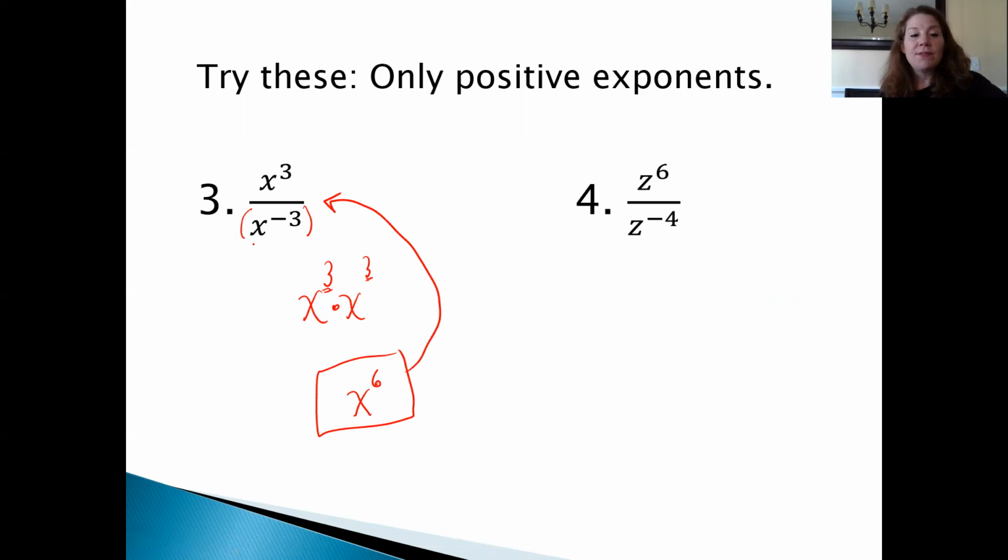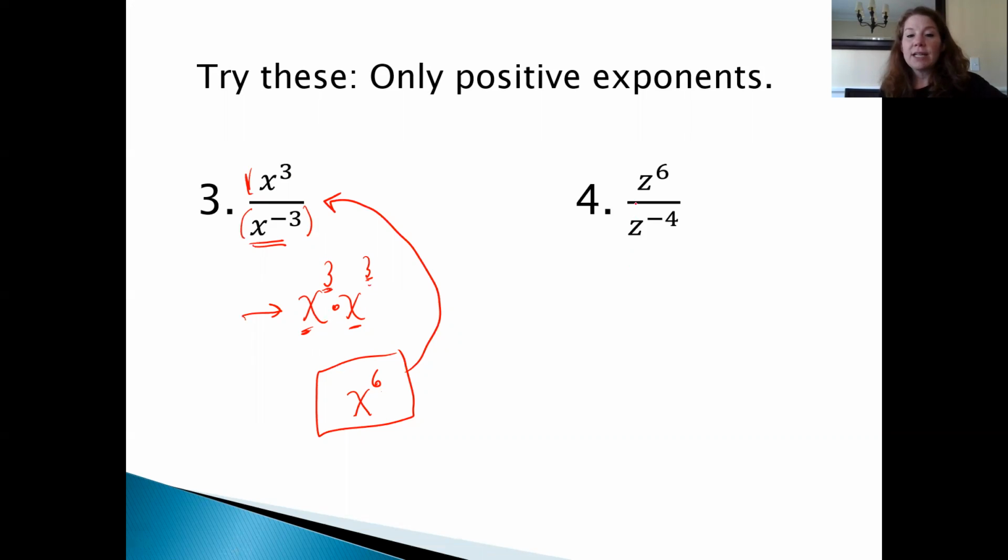Okay, we moved this up to make it a positive 3. So it looks like this now. That first one stays where it is. We brought the other one up next to it. And now, since we know the rules for when you multiply two numbers with the same base, what do you do with their exponents? You add them.